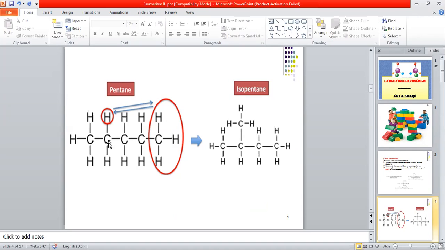Here you can see 1, 2, 3, 4, 5 carbon atoms. They have just taken this methyl group and put it on this hydrogen atom. This arrow indicates that there will now be an interconversion. This hydrogen will come to this side, and this methyl group will go to this side.